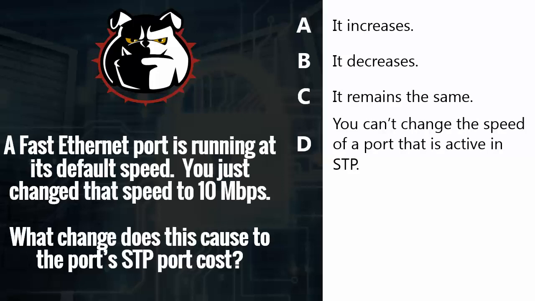A fast Ethernet port is running at its default speed, and you just changed that speed to 10 meg. What change does this cause to the port's STP port cost? Does it increase, does it decrease, does it remain the same, or are you prohibited from changing the speed of a port that is active in the spanning tree protocol? Three short answers in an essay there. Let's go over those again. Does it increase, does it decrease, does it remain the same, or can you not change the speed of a port that's active in STP?